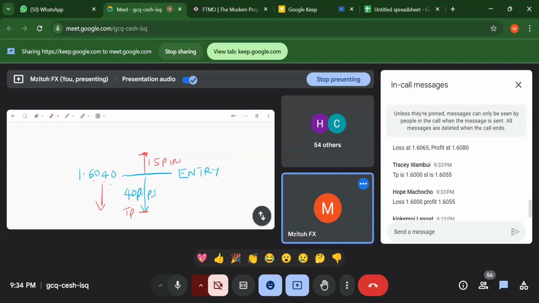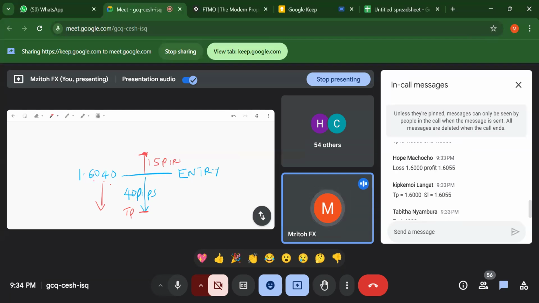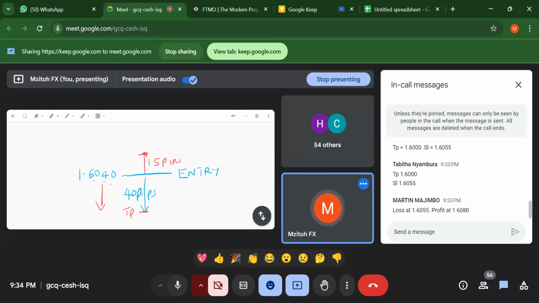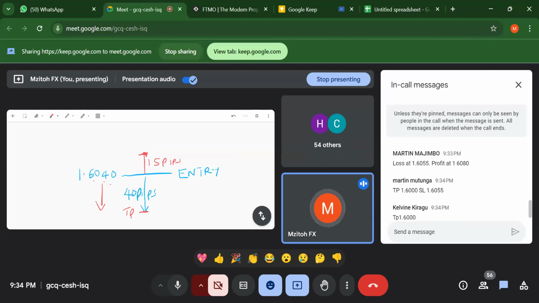Tracy Wambui, correct. Hope Machocho, correct. Machocho, now you are getting it right. Kipkemoi Lagat, correct. Tabitha Nyambura, correct. Majimbo, now the SL is correct, but the TP is wrong. Majimbo, correct that. Martin Matungu, correct. Kevin Kiragu, TP correct. Ketmwende, TP correct and SL correct. So there are people who are still struggling with the same. But I think Pius, correct.